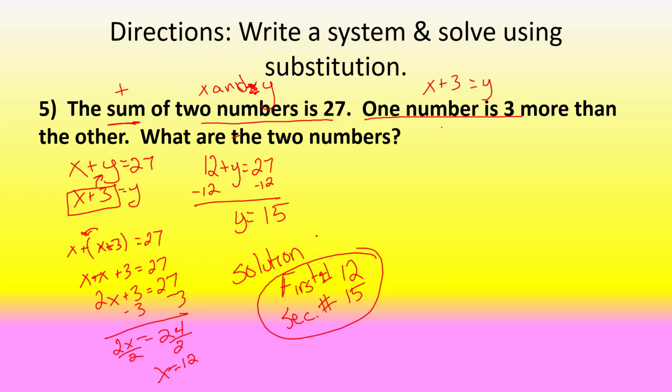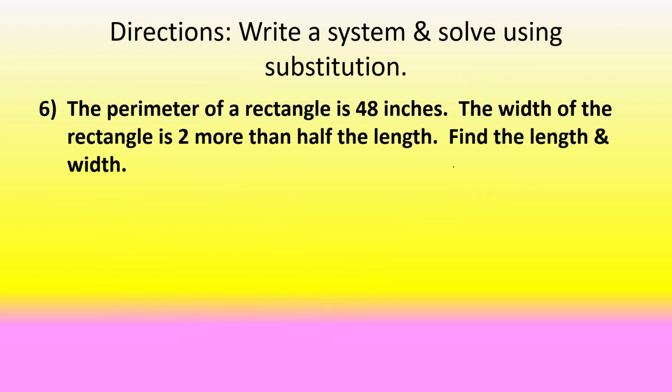Now we do probably want to check our answer just to make sure it worked out. So let's take our first equation, x plus y equals 27. 12 plus 15 equals 27. We're good. Let's check it in the next one. x plus 3 equals y. Well, we said our x value was 12, so 12 plus 3 equals 15, which does equal 15. So again, we're good on both of those equations, which means our solution is correct.